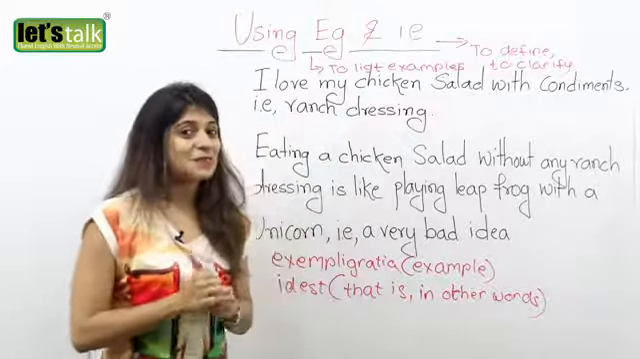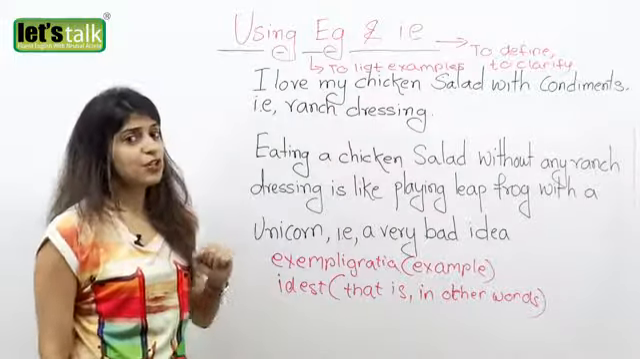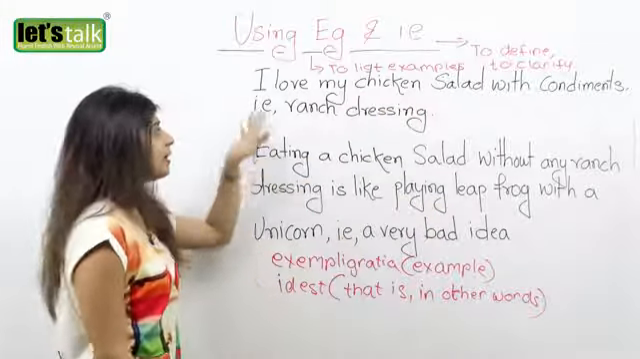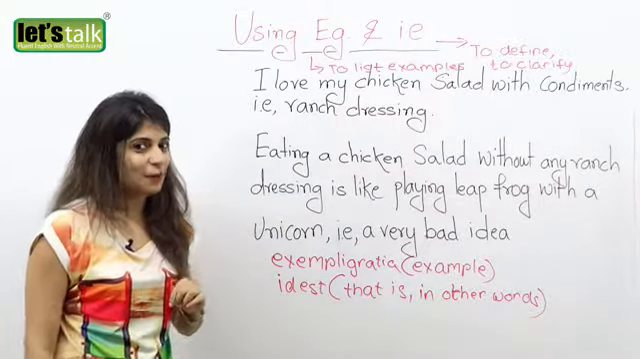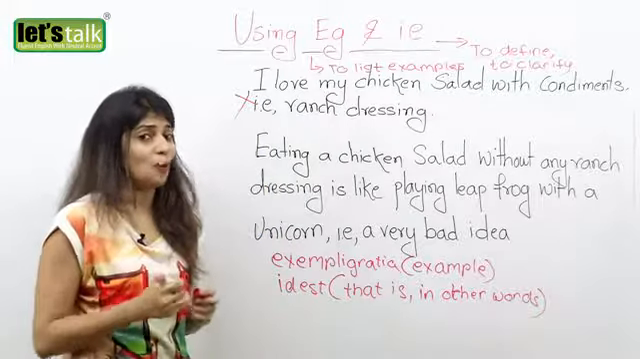Now let's understand this better with some sentences here. Now if you see the first one, I love my chicken salad with condiments, i.e. ranch dressing. Do you think this sentence is correct? Well, it's not. I'll tell you why.